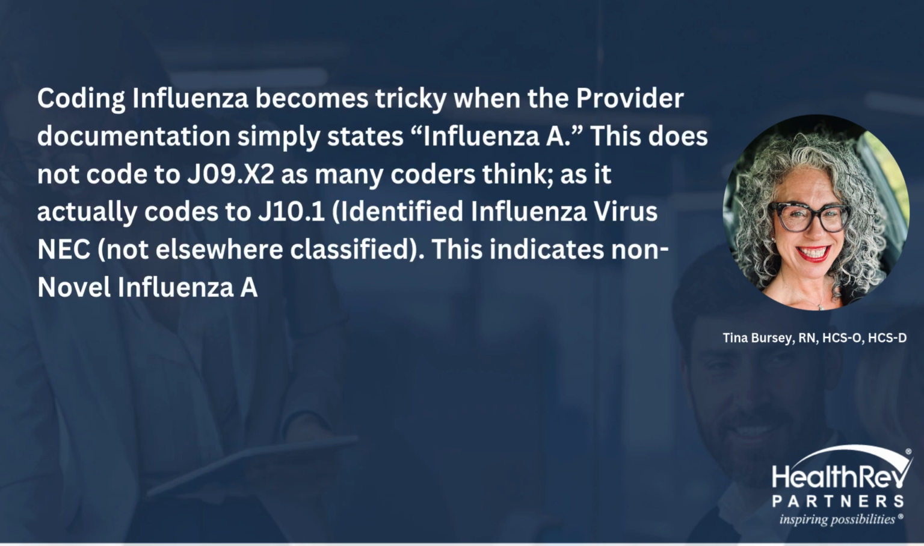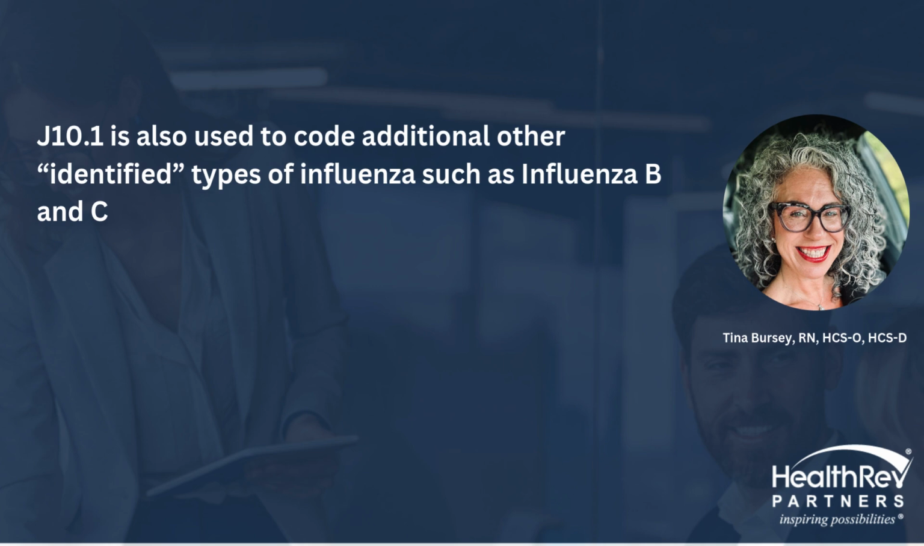Coding influenza becomes tricky when the provider documentation simply states Influenza A. This does not code to J09.X2 as many coders think, as it actually codes to J10.1, identified influenza virus not elsewhere classifiable. This indicates non-novel influenza A. J10.1 is also used to code additional other identified types of influenza, such as Influenza B and C.